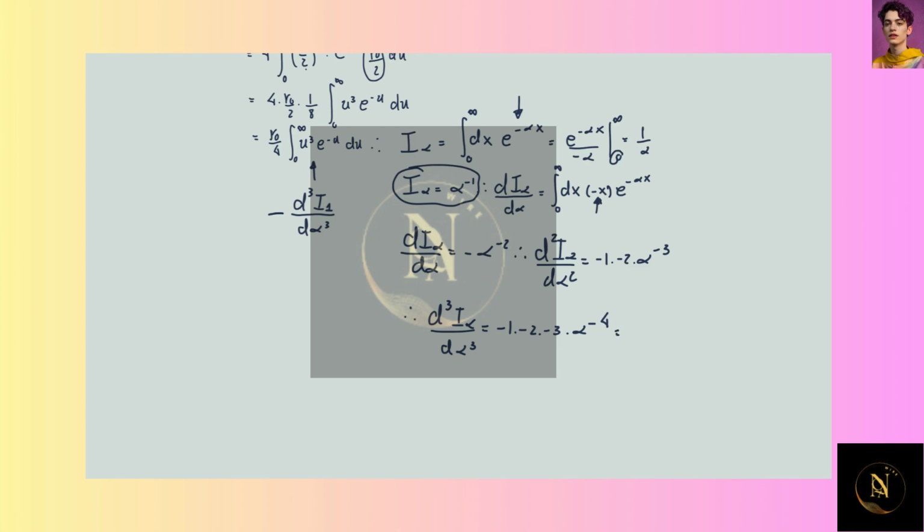The third derivative is equal to minus 6 over alpha to the 4th. Then minus the third derivative when alpha is equal to 1 is equal to 6. Simple, 6. Then r bar is equal to r0 divided by 4 times 6. And then we get r bar is equal to 3 r0 divided by 2.